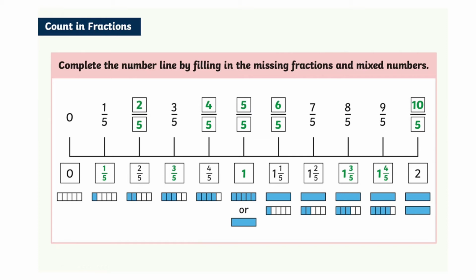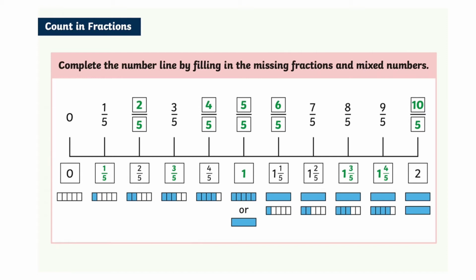Have a look at the next one. You've got 1 whole bar of chocolate, so it's 1. And how many fifths are shaded? 4. So it's 1 and 4/5. And then the last one that's been given to us is 2. Okay then. So what we're going to do is we're going to go on to the next slide.